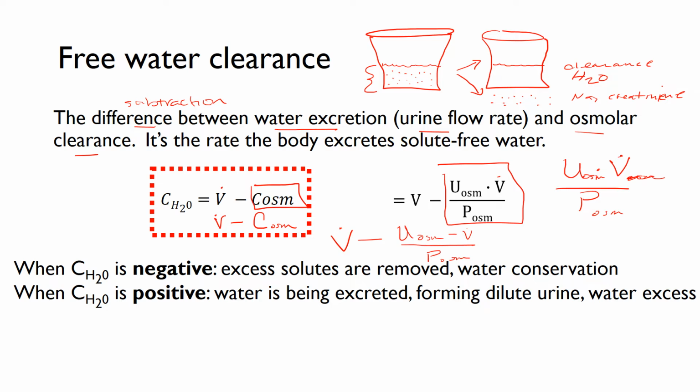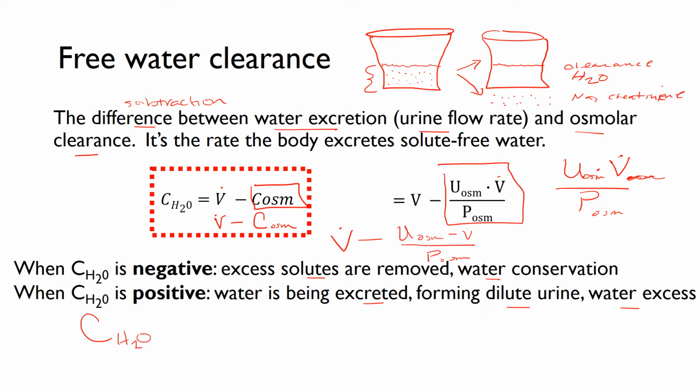Now, in general, we can say that if you get a negative number as a result, then excess solutes are removed and you're in a state of water conservation. If you have a positive number, water is being excreted, you're forming a dilute urine, and you're in a state of water excess. So let's think about this.